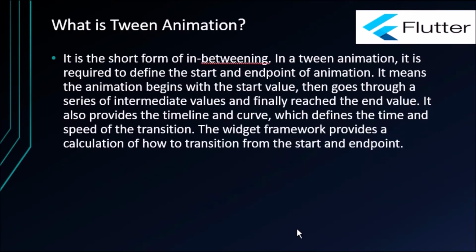Okay. Now next question. What is tween animation in Flutter? Answer. Tween animation is a short form of in-betweening. In a tween animation, it's required to define the start and end point of the animation. It means the animation begins with the start value, then goes through a series of intermediate values and finally reaches the end value. It also provides the timeline and curve which defines the time and speed of the transition. The widget framework provides a calculation of how to transition from the start and end point. So it's all about in-betweening and tween animation present in Flutter.